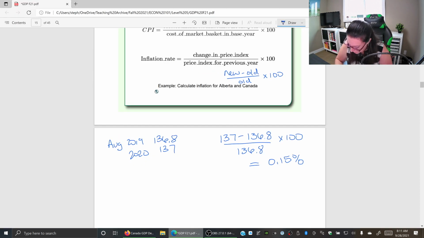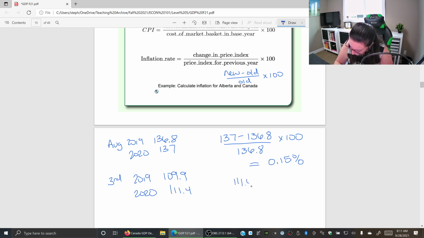So let's write those numbers down. So here we have third quarter 2019, and that number was 109.9. And then we have third quarter of 2020, and that number was 111.4. So same process for calculating the inflation rate, new minus old divided by old.